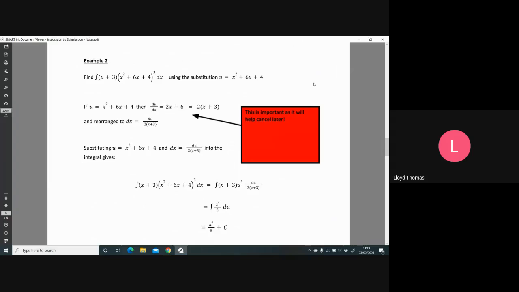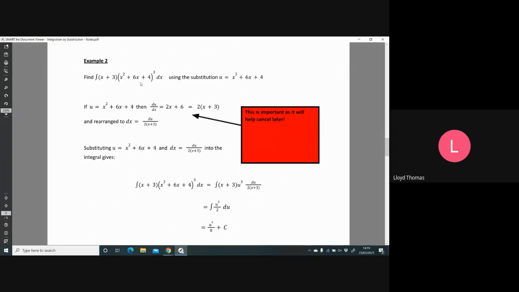There's 2 questions left to do. So this question here is to find the integral of x plus 3 times this whole bracket, which is cubed. Again, good news, they tell us the substitution in the question. u equals x squared plus 6x plus 4, essentially the inside of this bracket here.